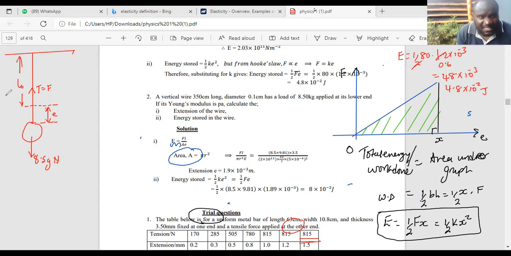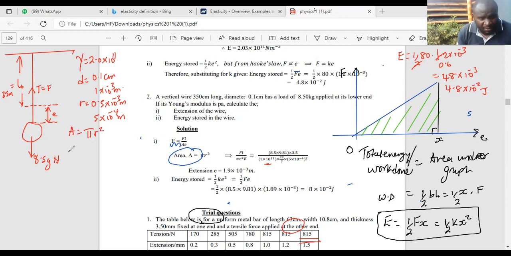The original length was 350 centimeters, which is 3.5 meters. The first question wants the extension of the wire. They have given us Young's modulus is 2.0 times 10 power 11. It was missing, but that is it. Now, they gave us also the diameter. Diameter is 0.1 centimeters, which is 1 times 10 power negative 3 meters. Now, the radius is 0.5 times 10 power negative 3, which is the same as 5 times 10 power negative 4 meters. Now, I can find the area, which is pi r squared.